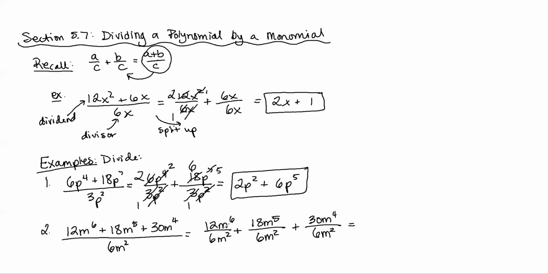For this one, I'll just cancel out the m's and I'll just divide the numbers. So 12 divided by 6 is 2. We can cancel out 2 m's, so we're left with m to the 4th. 18 divided by 6 is 3, so plus 3. Cancel out 2 m's, we're left with m cubed. Plus 30 divided by 6 is 5. Cancel out 2 m's, and we're left with an m squared.